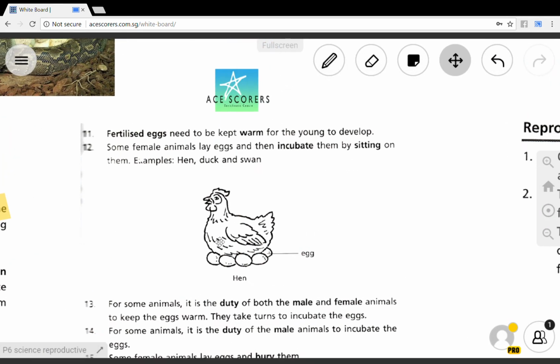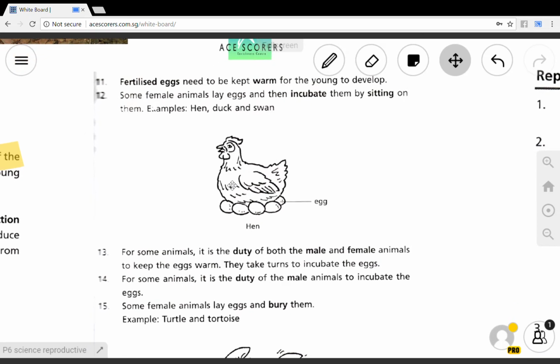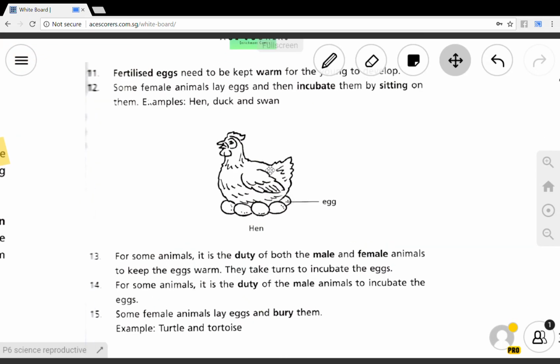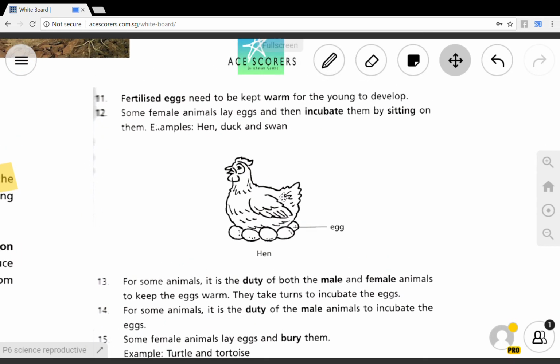Next. Okay, so fertilized eggs need to be kept warm for the young to develop. So some female animals lay eggs and then incubate them, for example the hen, duck, and the swan.